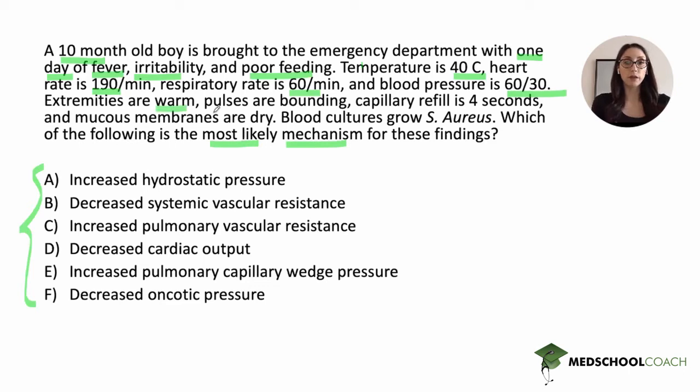Extremities are warm, pulses are bounding, capillary refill is 4 seconds, and mucous membranes are dry. So the capillary refill time is prolonged. 4 seconds is too long. It should be less than about 2 seconds. And mucous membranes are dry, which is giving us a sense of the patient's hydration status, and he's showing us signs of being dehydrated. Blood cultures grow Staph aureus. So this is telling us that this patient is bacteremic.